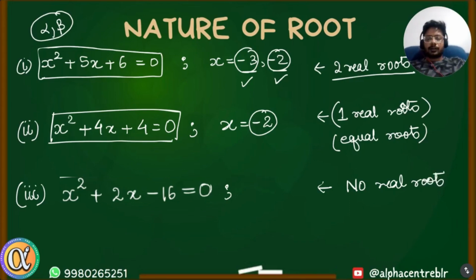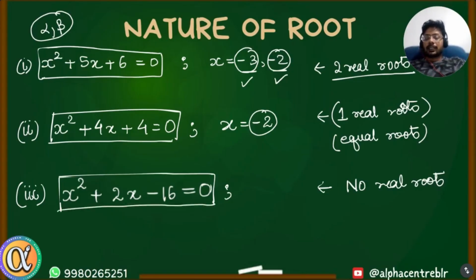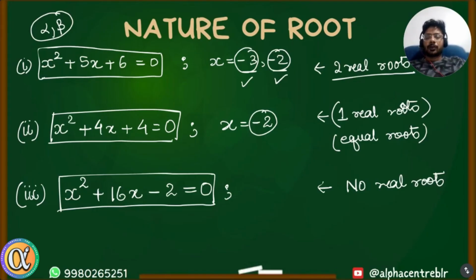Am I clear? So what we need to understand in terms of quadratic equations is, it's not that every quadratic equation has two roots. Some quadratic equations can also have one root, or both the roots are the same, so one real root. Plus there are quadratic equations which have no roots. Now, how do you know this? Just by looking at the equation.